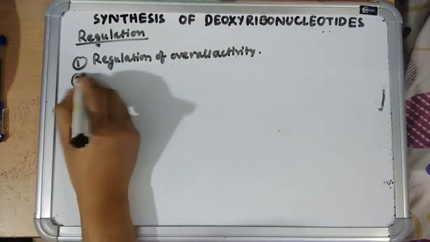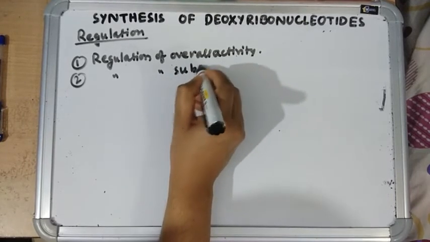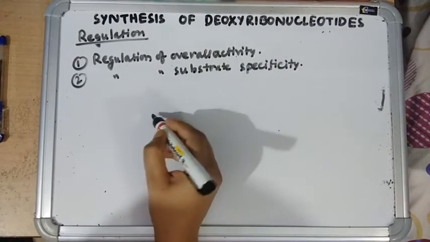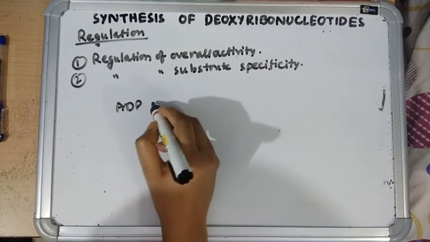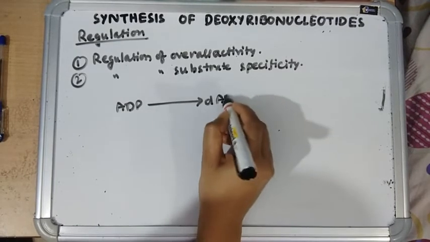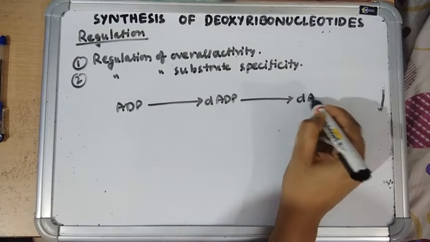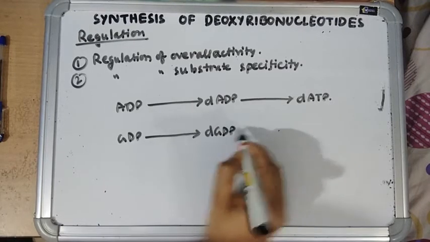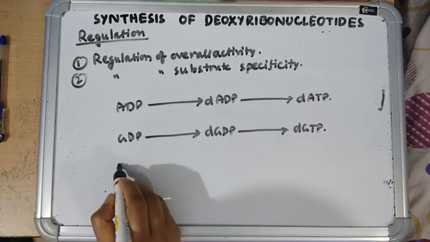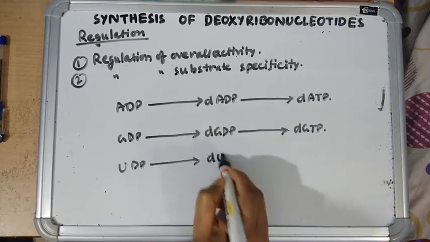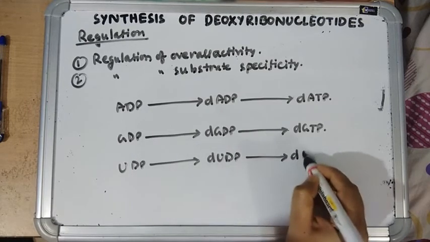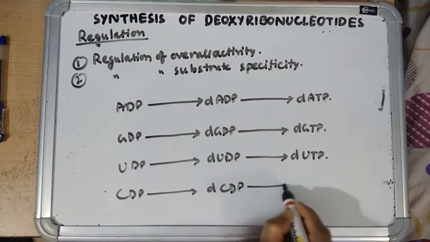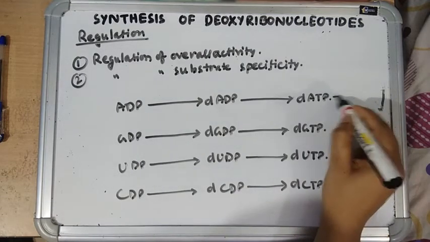Next is the regulation of substrate specificity. Again, I'm writing this equation: ADP, dADP, dATP; GDP, dGDP, dGTP; UDP, dUDP, dUTP; CDP, dCDP, and dCTP.